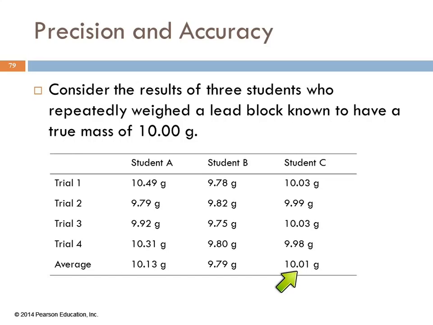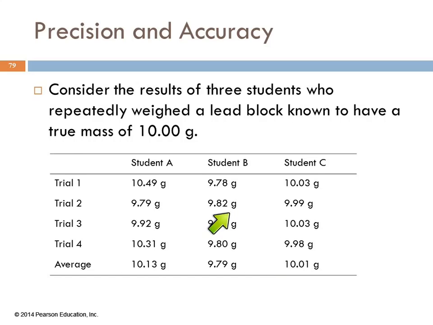Student C, right? This one is off by 0.01 grams, and these 2 are off by more. This result is more accurate. The average answer that he got is closest to the true value. It's the most accurate. But if we look at the variation in these numbers, 10.49, 9.79, this one's all over the place, isn't he? I don't know why I'm assuming they're guys. All of these numbers are pretty close together. And this one is kind of scattered around a little bit, but not too bad.